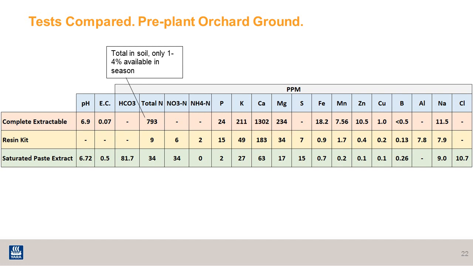Now, when we come down here, we look at the saturated paste extract. You can see that the numbers are a lot lower. And these numbers are basically the nutrients that are in the soil solution. So when you irrigate your crop, that water gets into the soil and the nutrients get into that water. And this is what your roots see, nutrients in the water.